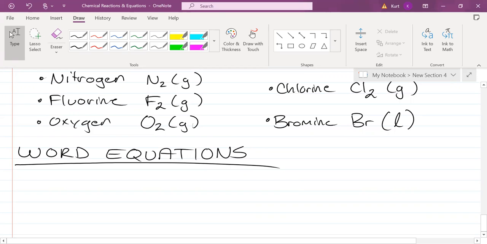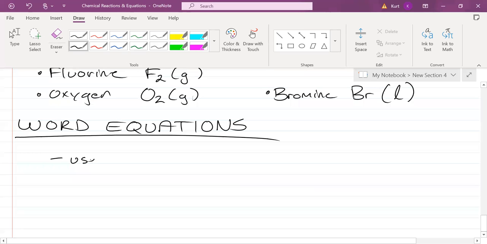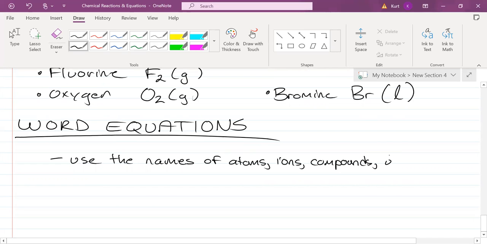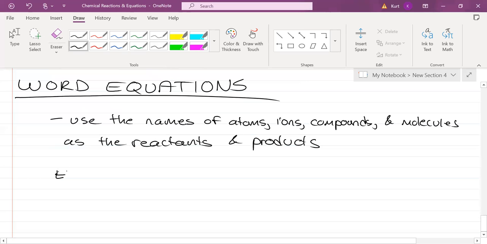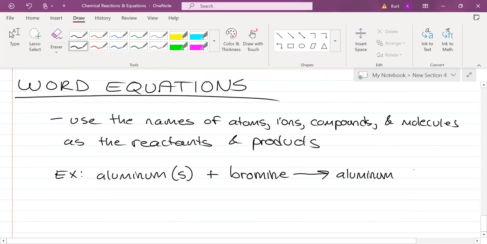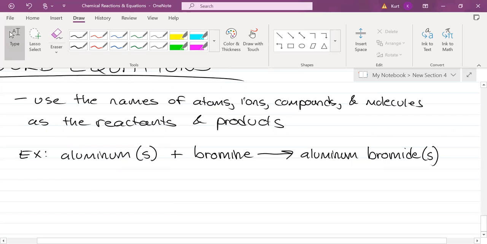All right, so in a word equation, this is where you actually use the names of atoms, ions, compounds, and molecules as the reactants and the products. So here's an example. Aluminum and bromine yields aluminum bromide.